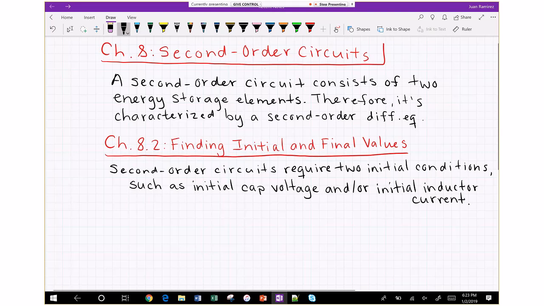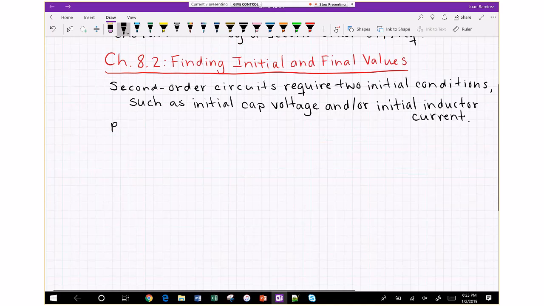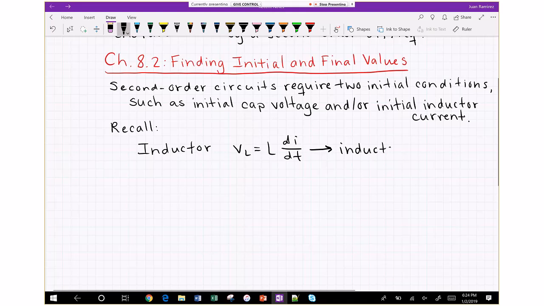So let's recall that the most important inductor equation that we don't ever want to forget is V is equal to L di/dt. So that is the voltage across an inductor is equal to the inductance times the rate of change of the current. And using that equation, we can deduce that the inductor current, we call IL, can't change instantaneously.